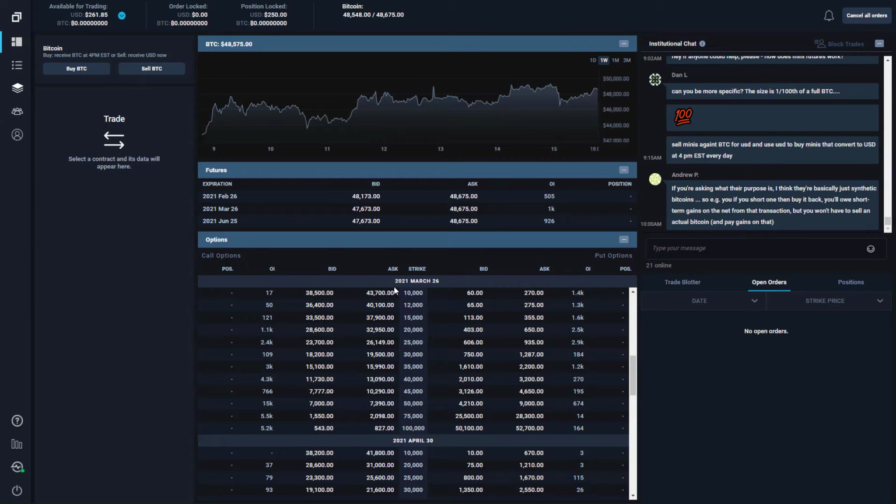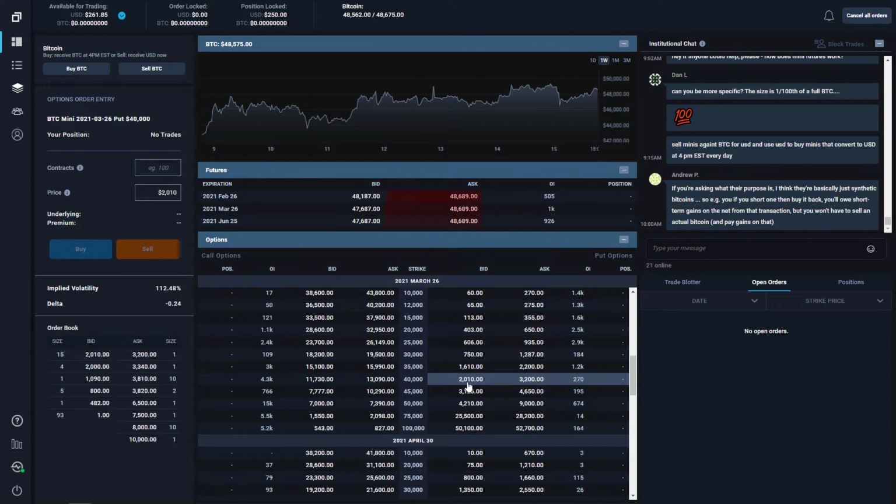Let's look at the 26th of March, 2021 options. The current price of Bitcoin is about 48,500 in that area. And let's just say that we were interested in buying Bitcoin at 40,000. So the first thing that we're going to do is click on the bid price of this option, and that should bring up an order entry.